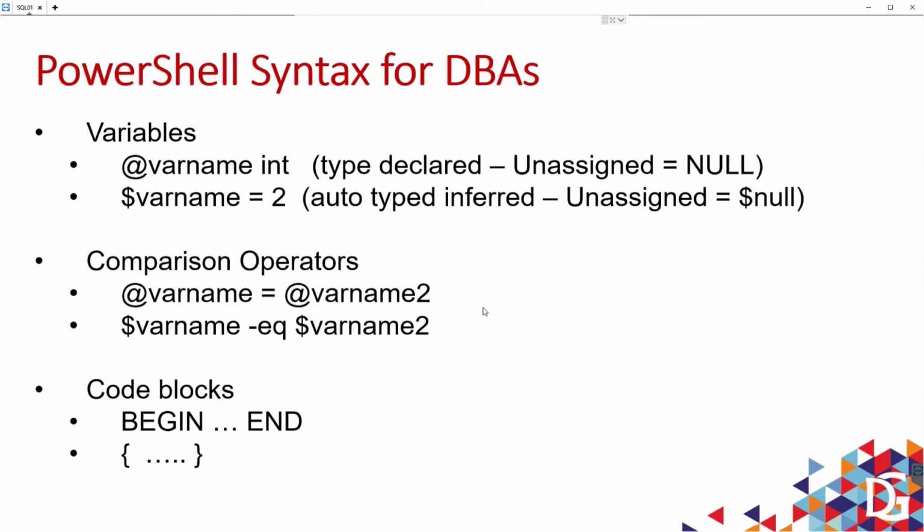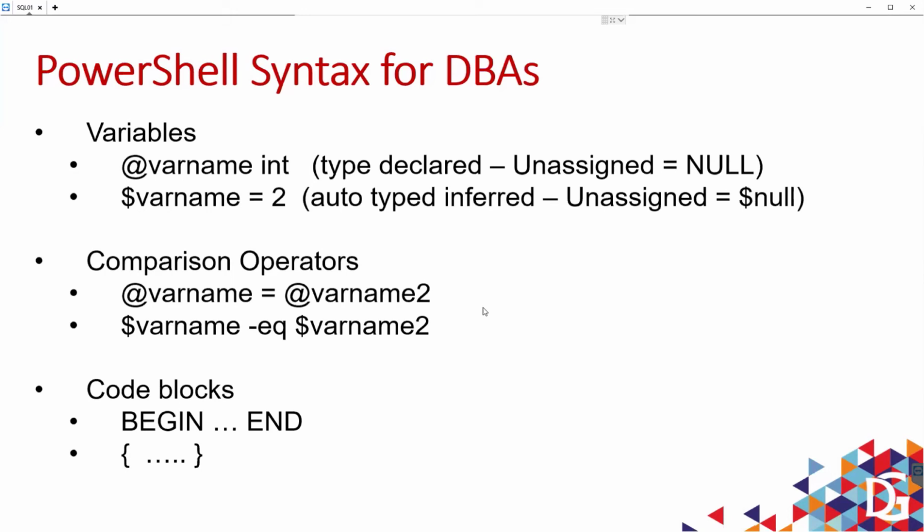We all are familiar with @variable name int, which is a declared variable of type int. Unassigned, that variable will be null. In PowerShell, everything is null unless it's assigned. You don't declare it in the dynamic languages. So in PowerShell, you just assign it a value. We use a $ sign instead of an @. That's important too. $varname equals 2. It auto types, inferred, and unassigned varname doesn't exist. Or if you tried to access the variable without assigning it a value, it would just be null. It would not exist. And so it would just be null, so that you can tell whether the variable exists by testing it against null.